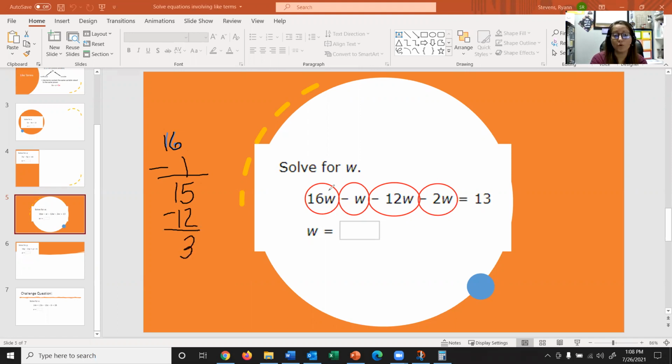And notice how I'm just doing the numbers. So we did 16 minus W minus 12, and now we're going to subtract 2, which is just going to give us a 1. So all of this is going to combine to just give us a 1W, which we're just going to drop the 1 and we're going to say W equals, and then we bring down our answer of 13. So we don't really have to do any steps in this case.